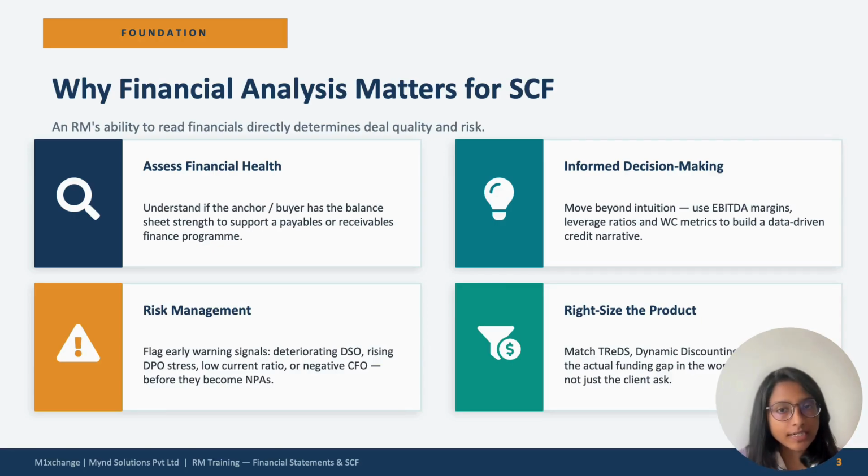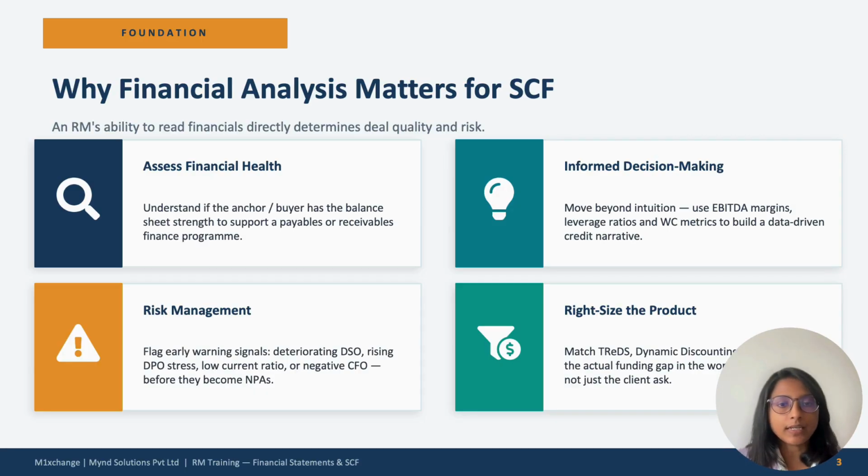So financial analysis is what bridges this gap. When you read a balance sheet properly, you can see exactly where the cash is stuck in the working capital cycle. And when you know where the cash is stuck, you know which product to pitch. So not by instinct, but by evidence. So there are 4 things financial analysis does for you as an RM.